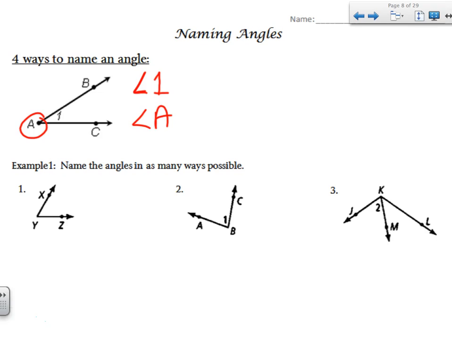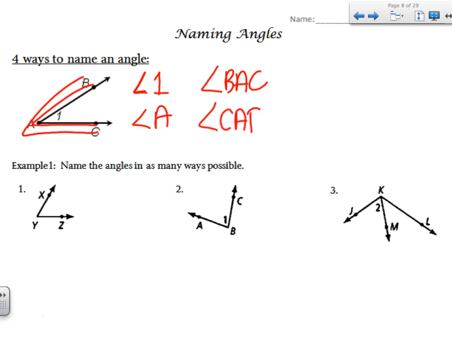And then the two most common ways, which you're probably going to see the most, are with 3 letters, and the vertex has to be in the middle. So you can say BAC is an angle, and then you can also reverse those letters and do CAB. Fun thing about geometry is that you get to spell 3-letter words. So you got cats and cabs and dogs and all that as well.